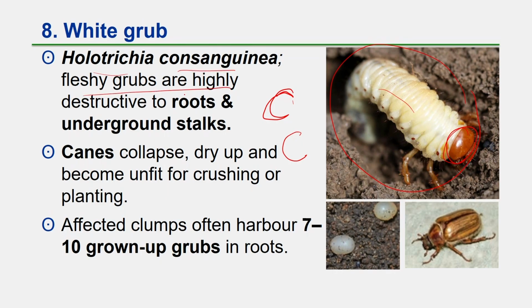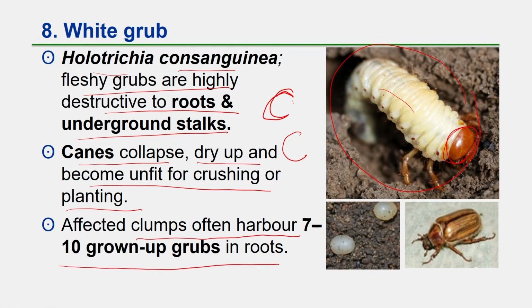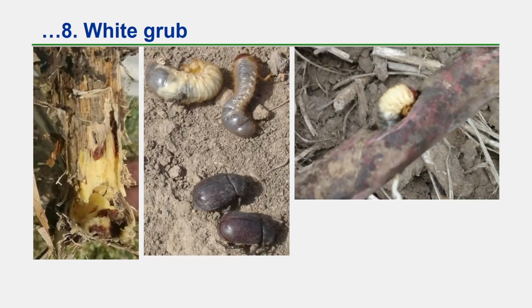Fleshy grubs are highly destructive to roots and underground stalks. Canes collapse, dry up and become unfit for crushing, juice extraction or planting. Affected clumps often harbor 7 to 10 grown-up grubs in roots. They are called grubs, a kind of larvae. They do not have any legs. Now you can see the grubs. This is the grub damaging stage, and sometimes beetles are also harmful.